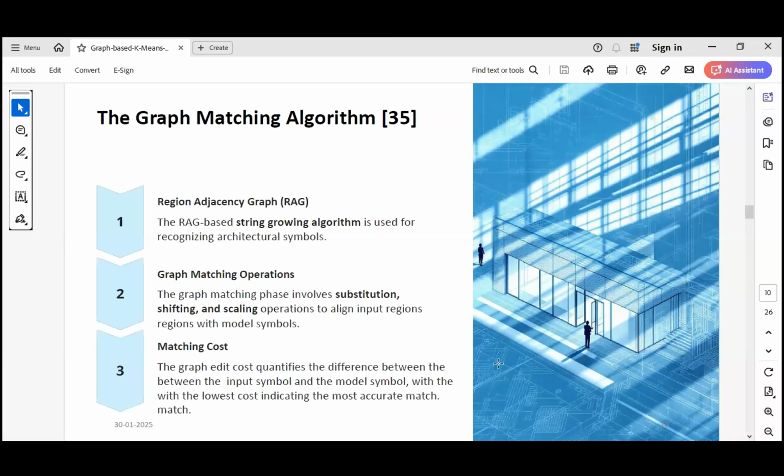It uses a region adjacency graph, where it uses a string growing algorithm for matching the graph, also performing subgraph isomorphism. The graph matching operations considered are substitution of a region, shifting of a region, or scaling operation. These are the three basic operations considered while doing graph matching. After matching, we arrive at a matching cost, called the graph edit cost. That cost signifies how much the input graph matches with the model symbols available in the database.